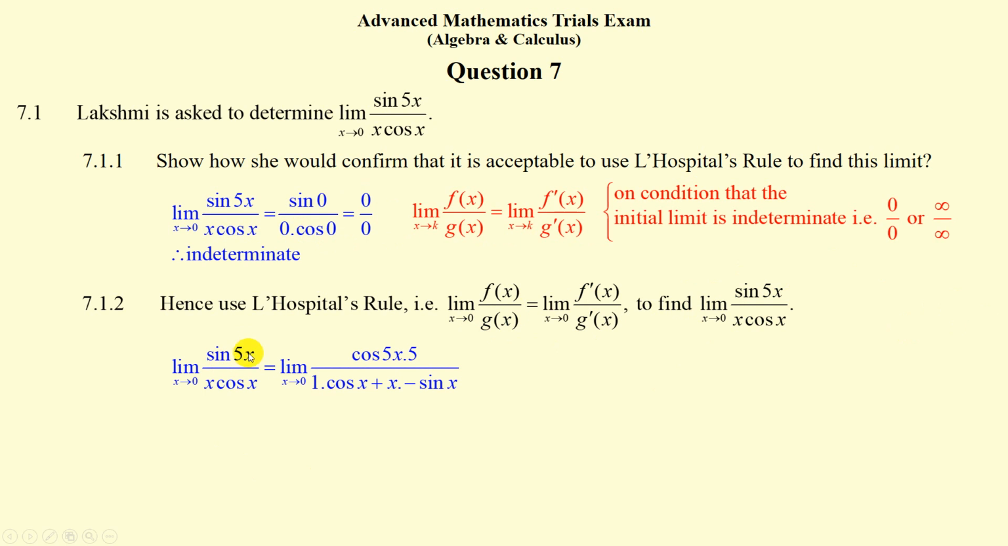So we're going to differentiate the top and we're going to differentiate the bottom. Top line, that's a composite function, or in other words, it's chain rule. Sine of 5x goes to cos of 5x multiplied by the derivative of the inside function 5x, which is 5. Bottom line, x cos x, so that's a product. Derivative of the first, 1, times the second, cos, plus the first, x, times derivative of the second, minus sine x.